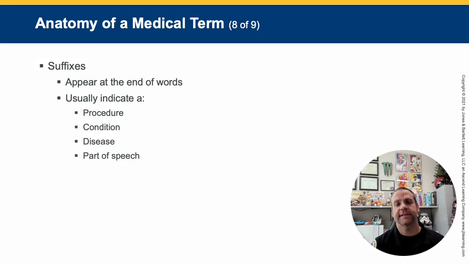Okay, so a suffix may also change the term into a noun or an adjective, right? Which is especially important when describing findings in your report. An example of this would be hypoxic. So with the suffix -ic, it means pertaining to low oxygen levels. Okay, while hypoxia, with the -ia, is the actual condition itself.